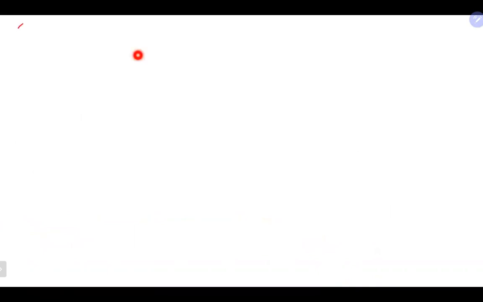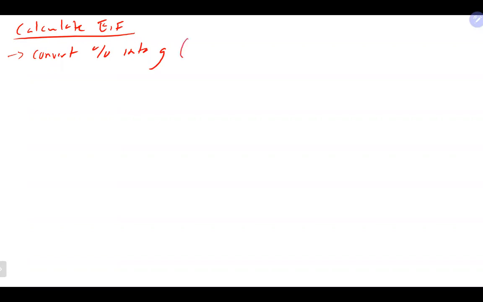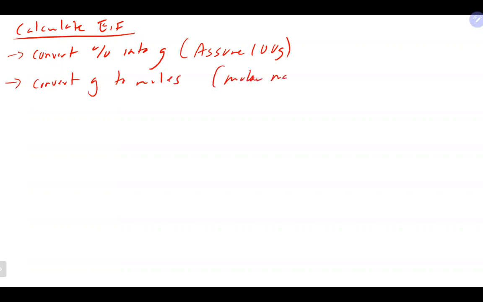So to calculate the empirical formula, the first thing you want to do is convert the percentages into grams if you are given the percent composition by mass. Remember that if you are given the percent composition by mass, you could assume 100 grams. And that basically will keep things in terms of their numbers. You then want to convert the grams to moles using the molar mass from the periodic table. You will now have moles of all elements.